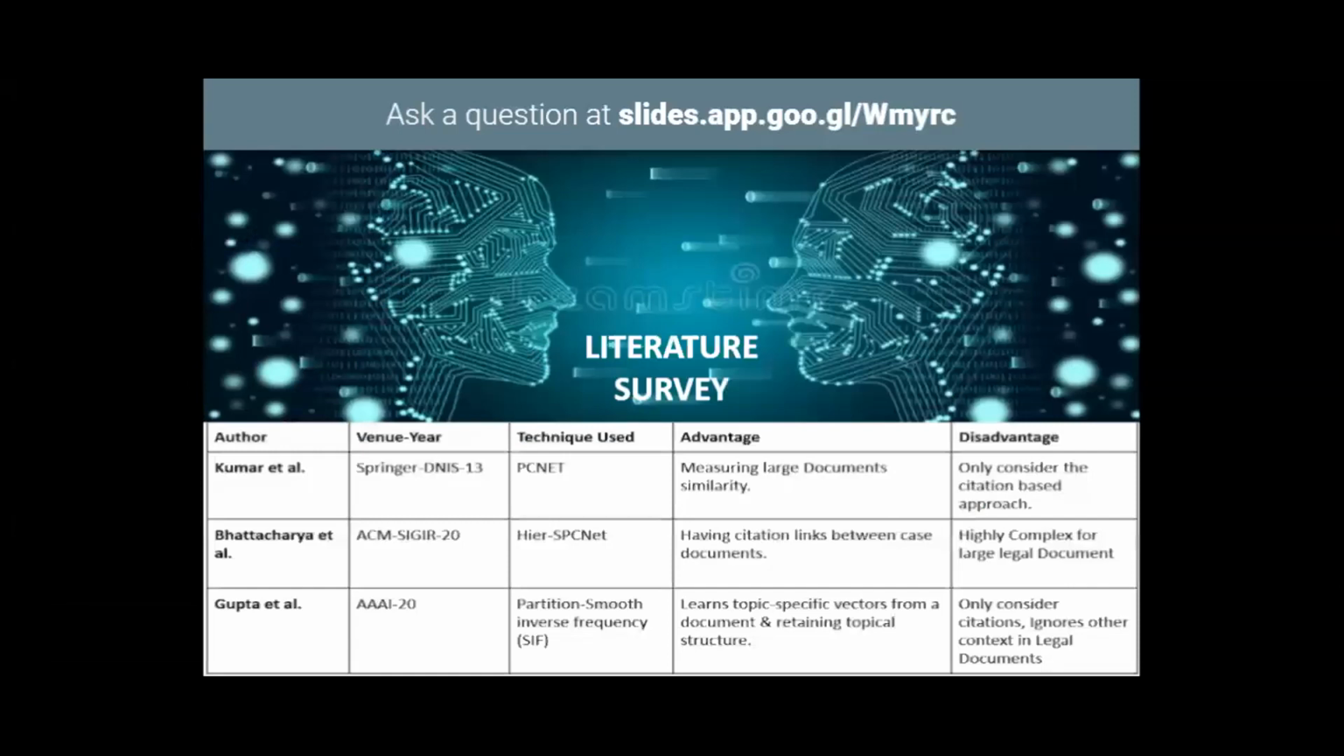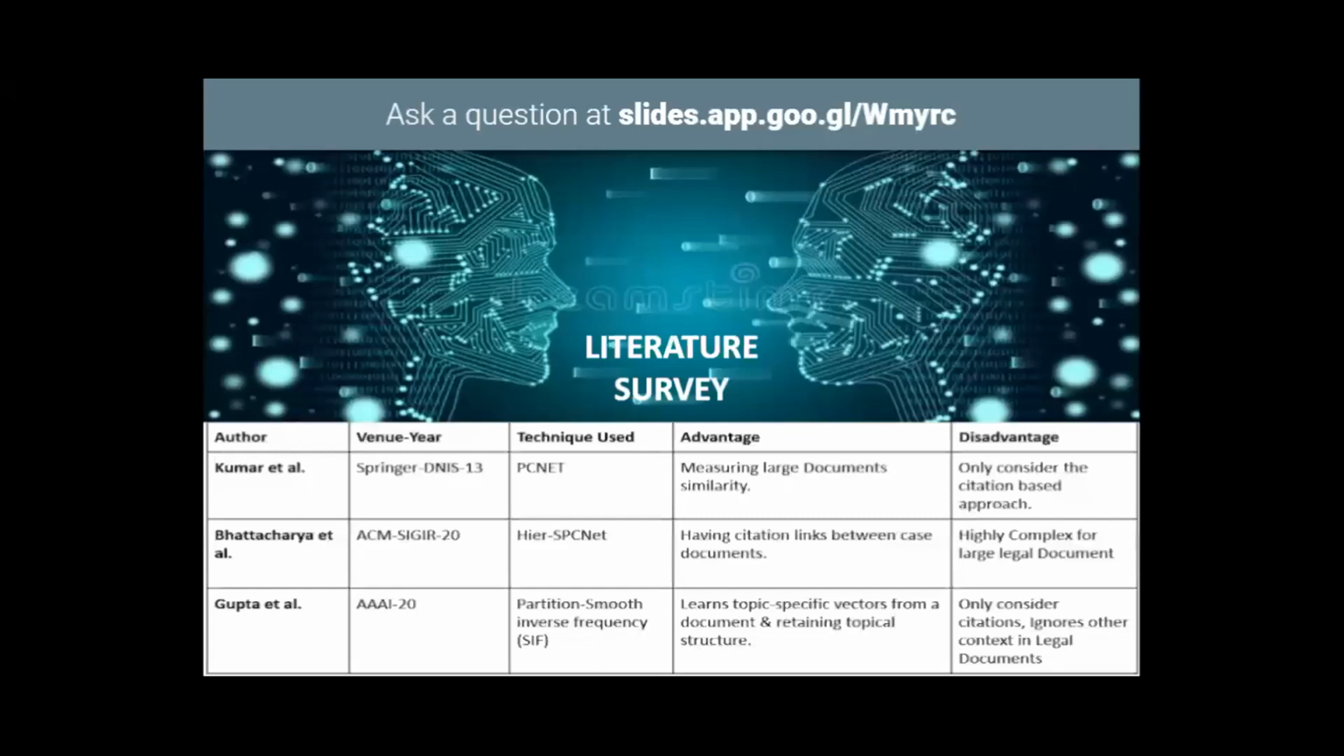Now comes the literature survey. These are the major developments in the system, and some of the recent work that has been done in the domain. For the brevity of this presentation, we have presented only some related works. As you can see, Kumar in the year 2013 used PCNet, where documents are mapped in the form of citations. These documents are mapped to create nodes, and then these are walked through the maps to find similar documents.